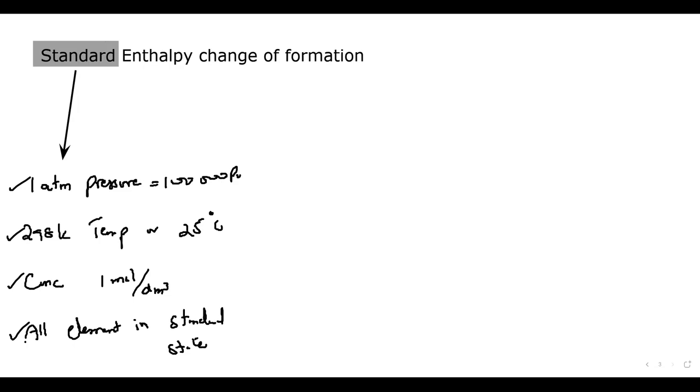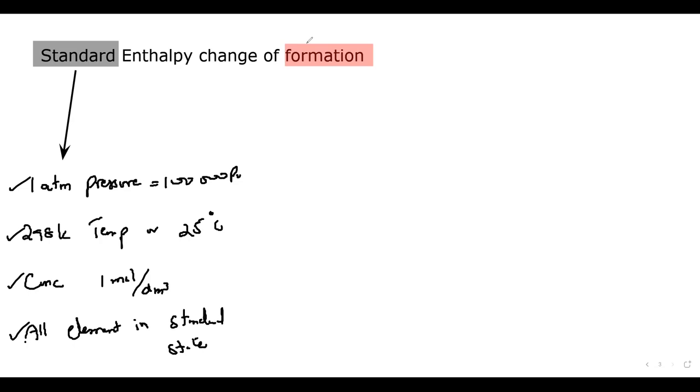So when these conditions are there and we carry out or measure certain energy changes or enthalpy change, we call that a standard enthalpy change. But if any of the conditions is not fulfilled, then we don't use the term standard, we just say enthalpy change. Then what is the meaning or concept of formation? So standard, these are the conditions, standard conditions. What is the concept of formation?